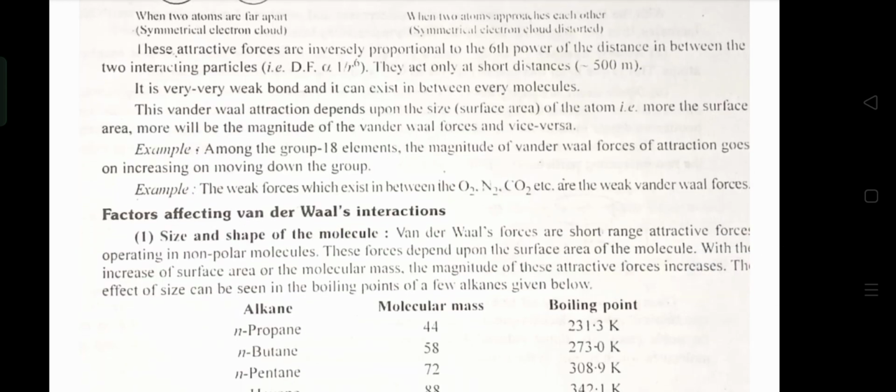These attractive forces are inversely proportional to the sixth power of the distance between the two interacting particles. They act only at a short distance. It is a very weak bond, and it can exist between every molecule. The van der Waals attraction depends upon the size of the atom. The greater the surface, the greater the magnitude of the van der Waals forces, and vice versa.